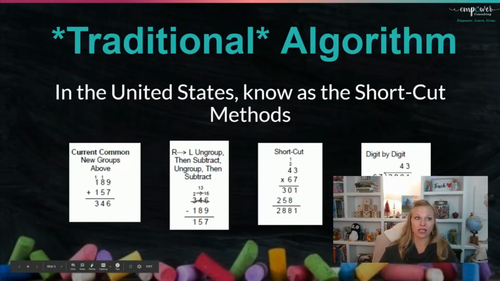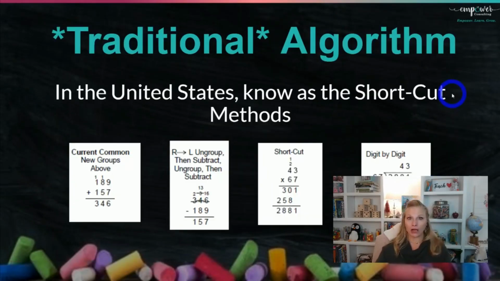So now let's talk a little bit more about the traditional algorithm. When people say, oh, they have to do the standard algorithm, many of us think that means the shortcut method, right? But remember, the standards say standard, they don't say traditional. We just all think that. So when our standards say students need to know the standard algorithm, we think that must mean the shortcut. That's not what it means.